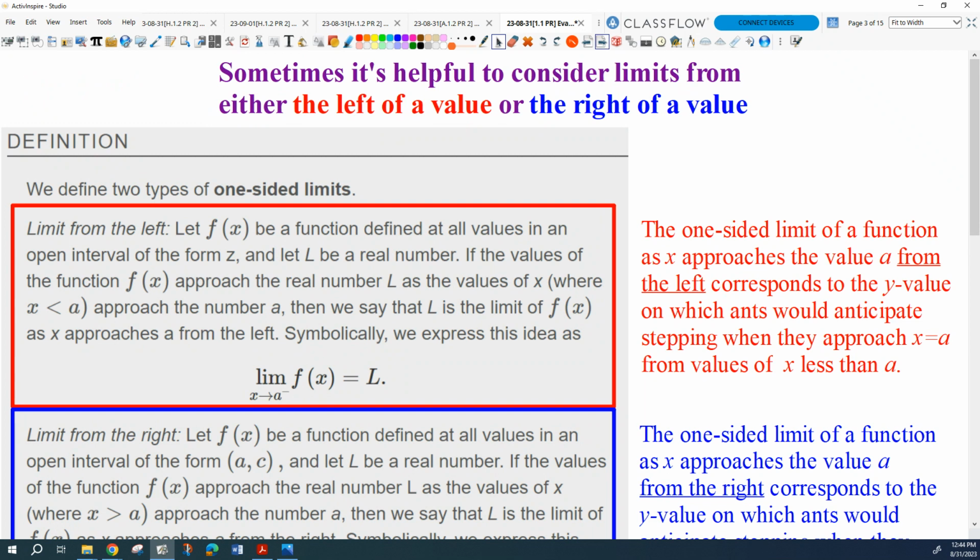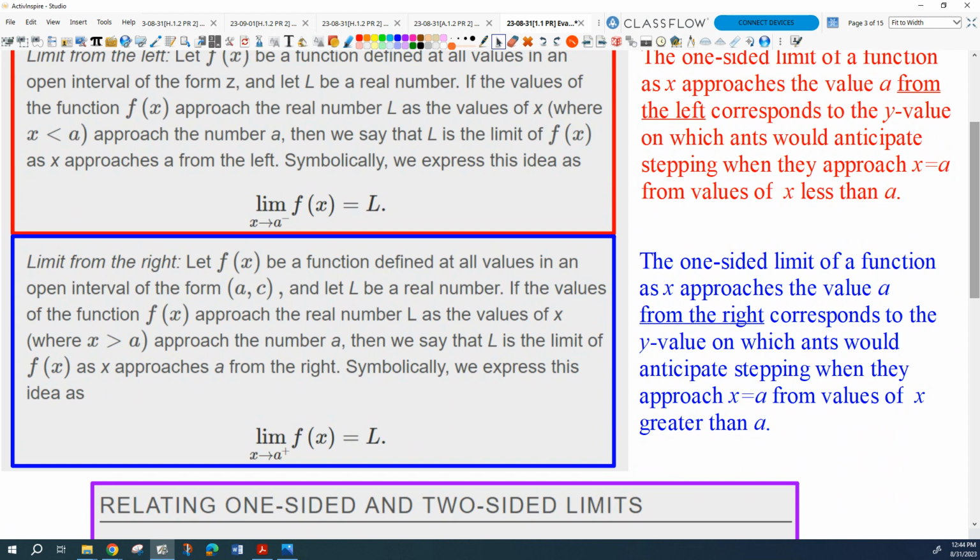The limit of f of x as x approaches a from the left. What do you think that negative superscript means? From the negative side, from the negative direction, right? So as an ant is walking from the left towards the value x equals a, if the ant anticipates stepping on a y value of L, then that's our one-sided limit, okay? And then the other one that you would talk about is, same thing, but from the right.